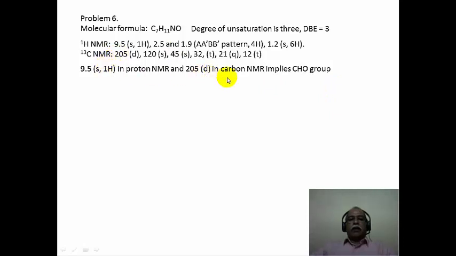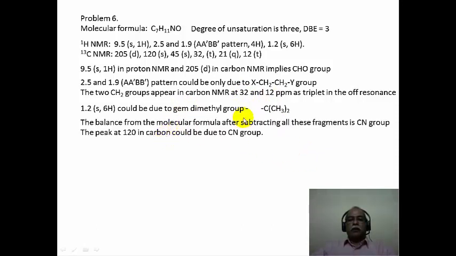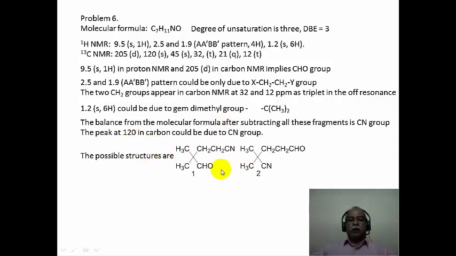The 9.5 corresponds to an aldehyde functional group. We already discussed this, around 205 ppm in the carbon-13 NMR. The 2.5 and 1.9 pattern, A prime, B prime pattern, can only be a CH2 group of this type, and that's also confirmed by two triplets appearing around 32 and 12 ppm in the off-resonance spectrum. There is a gem dimethyl group. So if you put all these fragments together and subtract from the molecular formula, what is left is the cyano functional group. In fact, the molecule structure can be either structure 1 or structure 2.